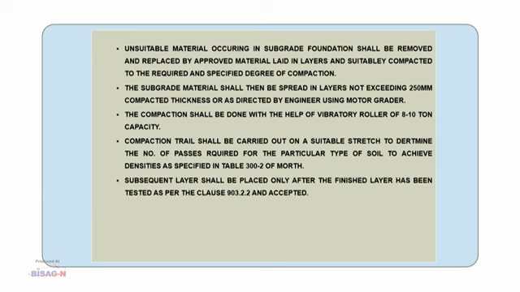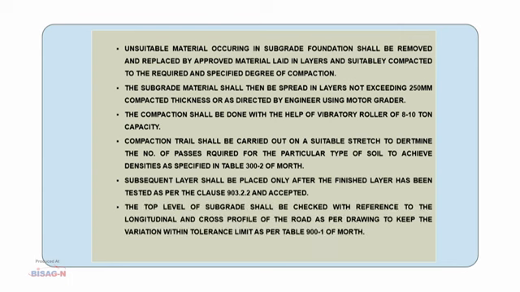Subsequent layer shall be placed only after the finished layer has been tested as per clause 903.2.2 and accepted. The top level of the subgrade shall be checked with reference to the longitudinal or cross profile of the road as per the drawing, to keep the variation within the tolerance limit as per Table 901 of MORTH. So, what is quality control?